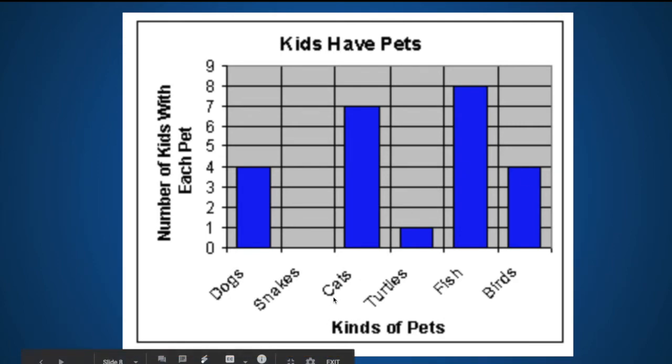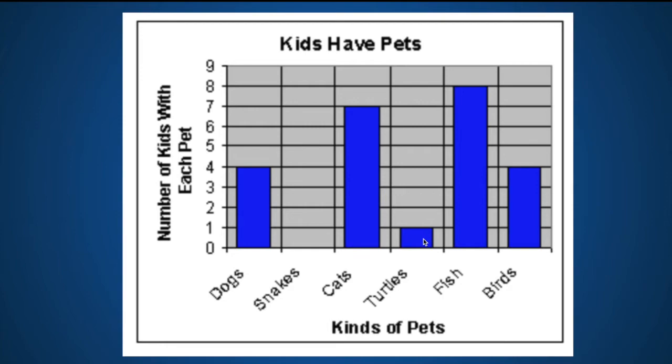Now, your observations could be things like, there are 0 kids who had snakes. That would be one observation. You could say something about both dogs and birds. There are 4 kids that have dogs and birds. That's another observation. You could also talk about which one had the most or the least. In this case, I could observe that fish was the most, so I would write, most kids had fish.